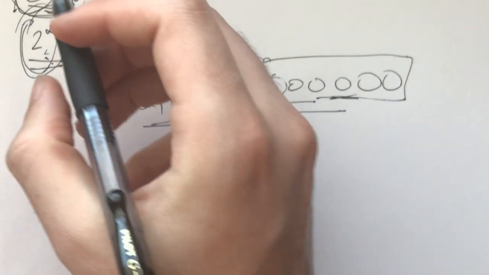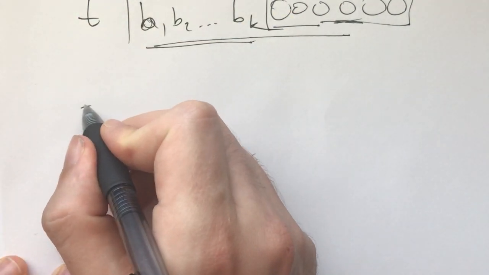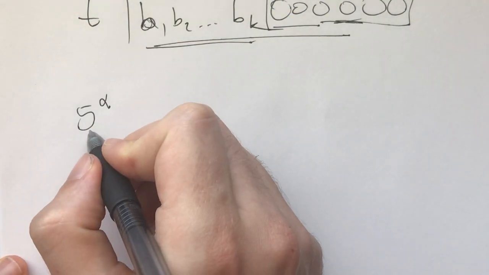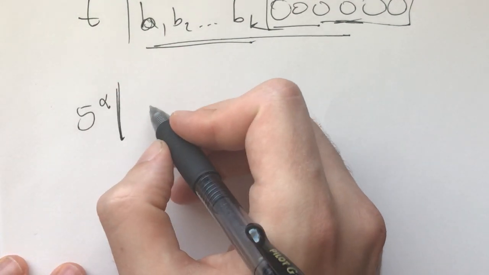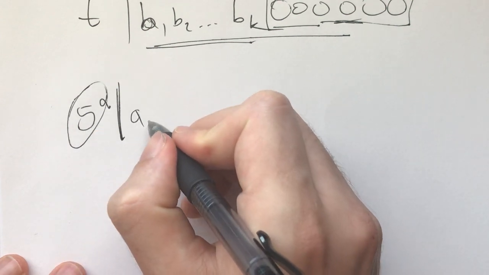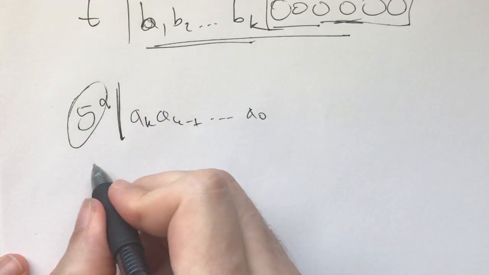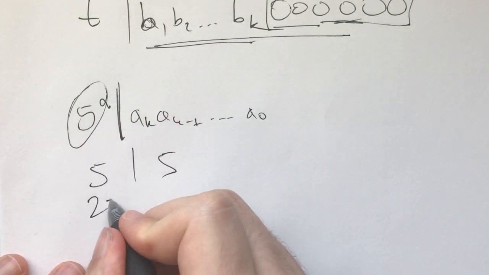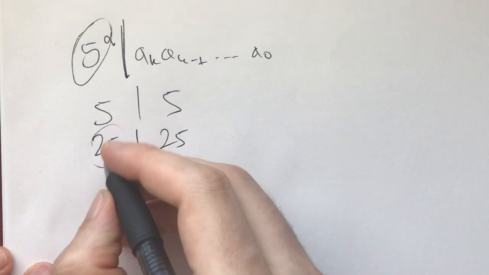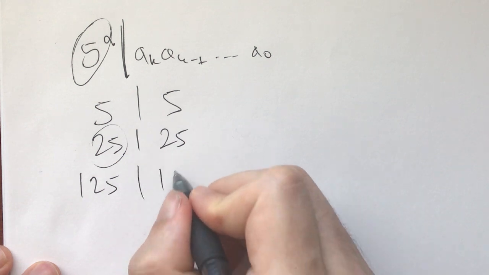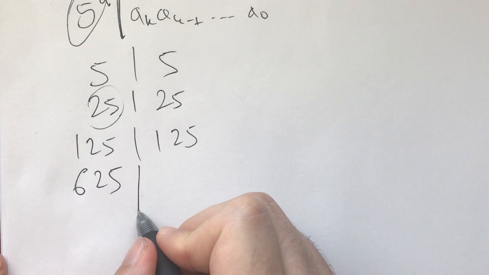So now here's the construction with 5 to the alpha times t. What we have is 5 to the alpha divides one of these numbers. Okay, so that is what we need. We need 5 to the alpha to divide an alternating number of the form a_{k-1} all the way till a_0. Now for 5, we have 5 divides 5. For 25, we have 25 divides, well, 25. Then 125 divides, well, again, 125. And now 625, well, we need another number.